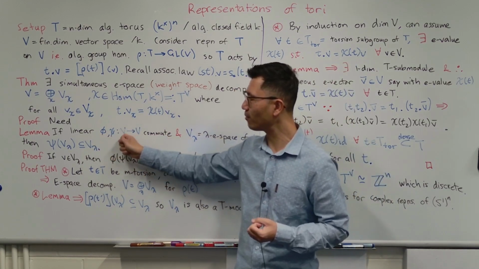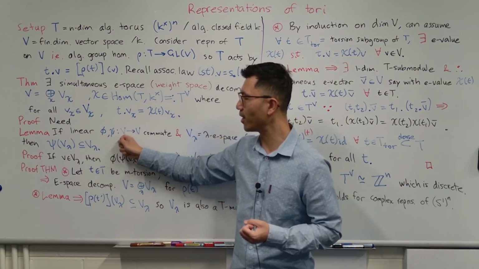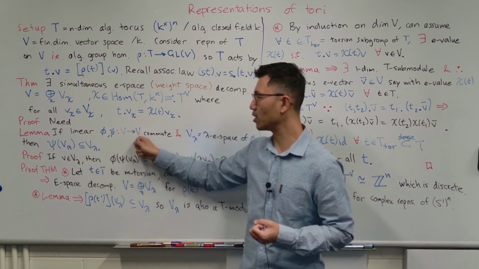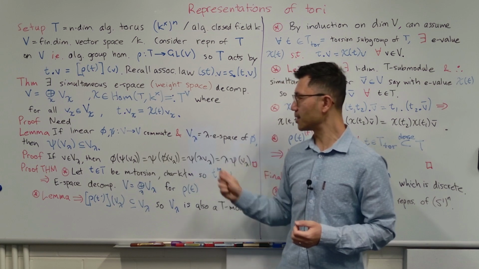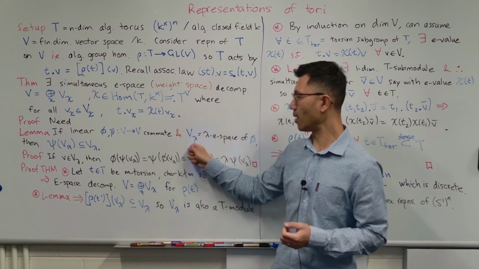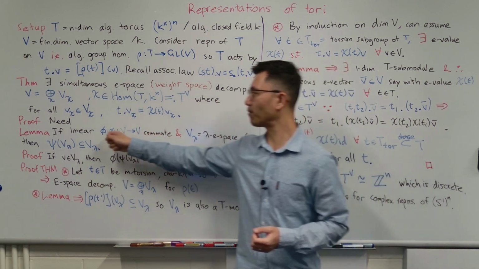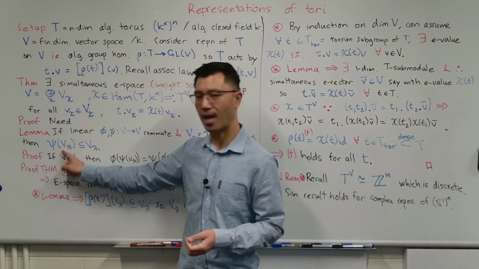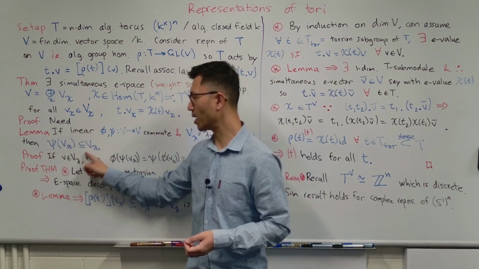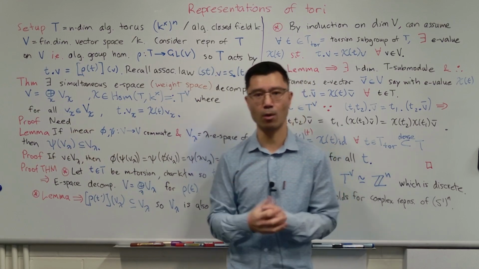So suppose now you have two linear endomorphisms of V, phi and psi, linear maps from V to V, and suppose they commute. Then if we let V lambda be the lambda eigenspace of phi, in fact psi will preserve this V lambda. Psi of V lambda is contained inside V lambda. So this is one of the key points.